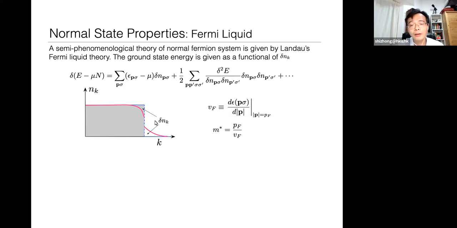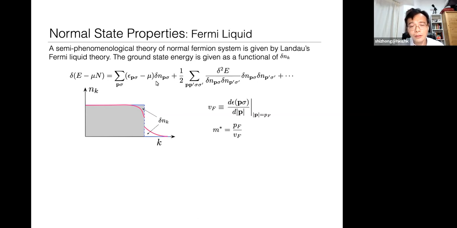So then what Landau did, as he always does, is to expand to second order in small parameters. Here you have the energy minus mu N, or the free energy of the system, expanded to second order. There will be a first order term, which is this epsilon_p sigma minus mu, considering a two-component Fermi gas, multiplied by this change of the occupation number. And then there is a second order term, which is the expansion to second order of the energy with respect to the quasi-particle distribution here. Basically, these are the changes of the occupation number as compared with the non-interacting one. So this will be second order.